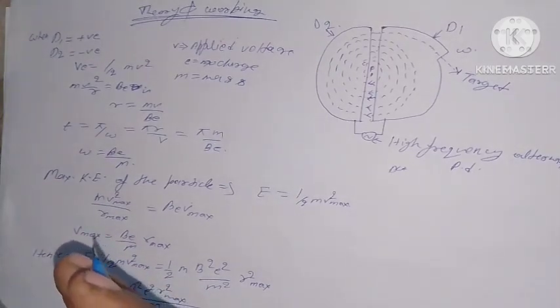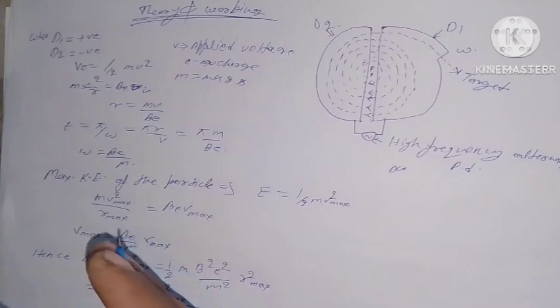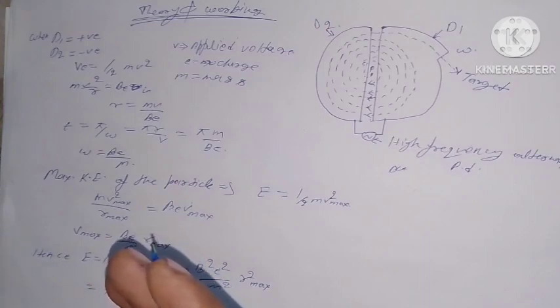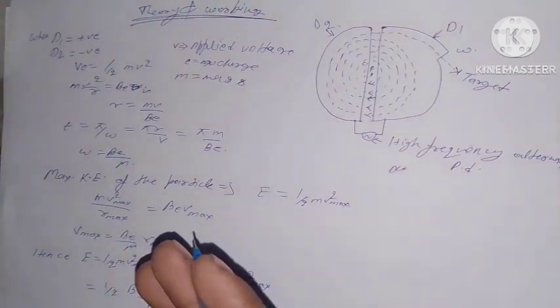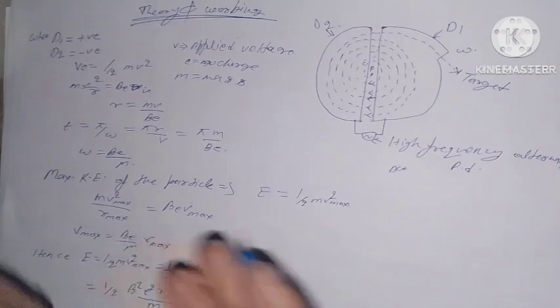This relation gives the maximum kinetic energy of the charged particle in terms of the applied magnetic field and dee radius. The condition for the optimal acceleration of the ion in this gap is that the time taken by the ion to travel the semicircular path t is equal to half the time period of the oscillations of the applied high frequency electric field.